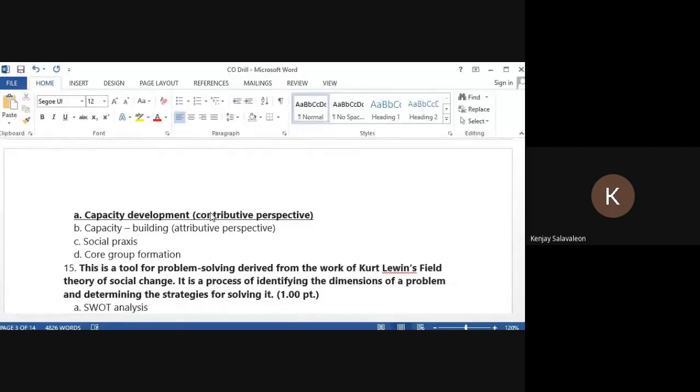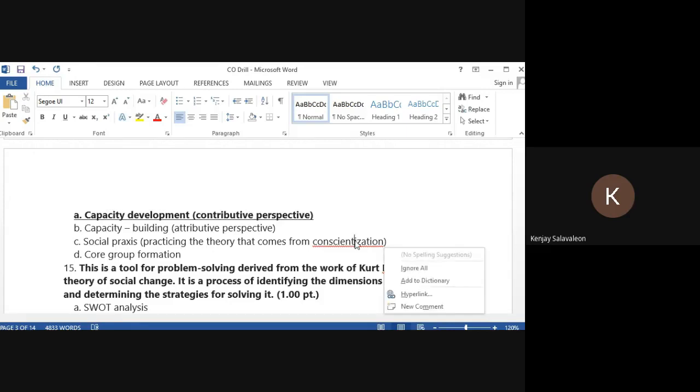Social praxis is basically coming from the awareness, no? Coming from the awareness of the people or critical consciousness about what is happening around them, they act on that problem. Okay. So para siyang process of practicing the theory basically that comes from conscientization. Core group formation. Iba na yung core group formation. It's part na yan ng phases ng community organizing. Tama naman yung spelling ng conscientization ko. Anyway, okay. Hindi pa na-recognize.